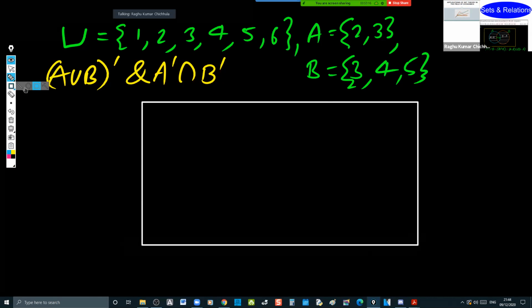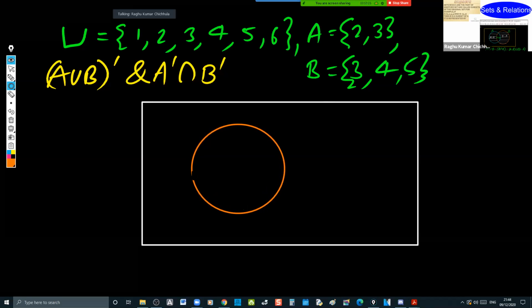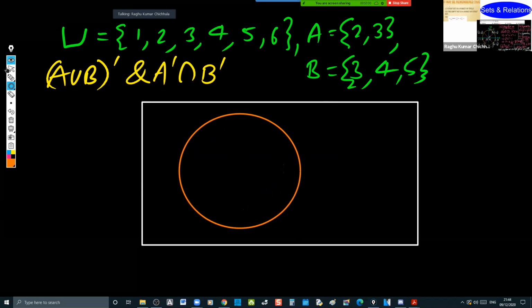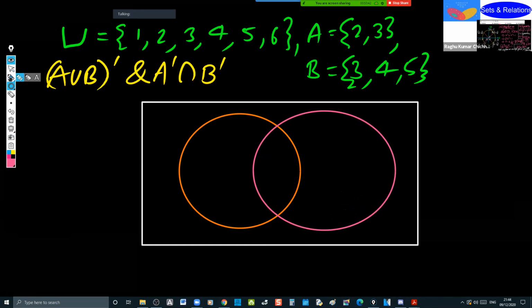We are concluding this through an example. We are taking the result through an example. This is A, let me make it still bigger. This is A, and this is B. The bigger universal set is always denoted by a rectangle like that.